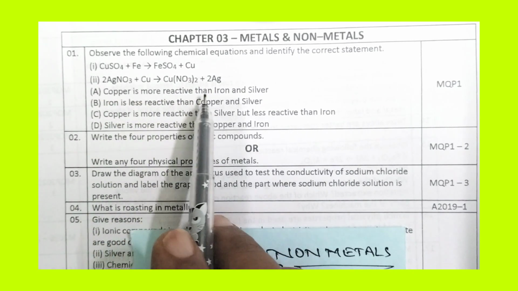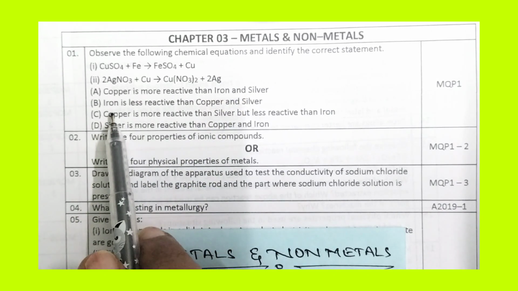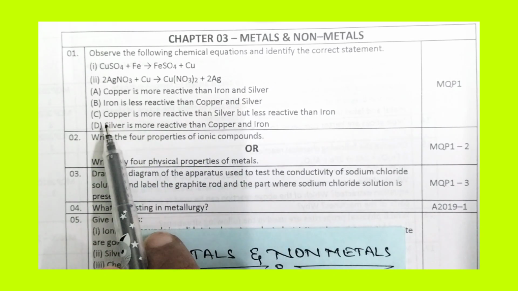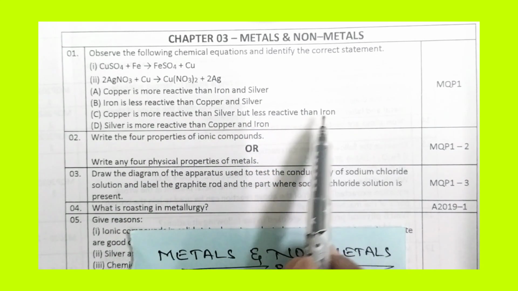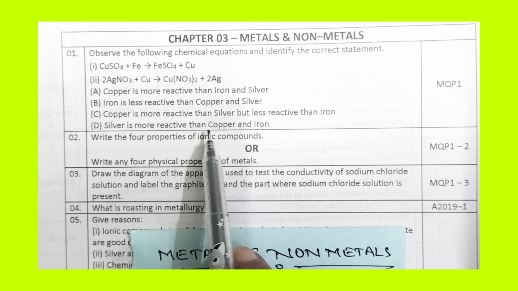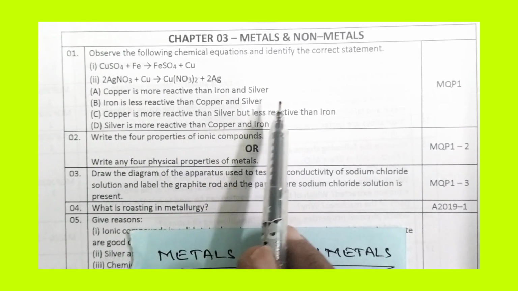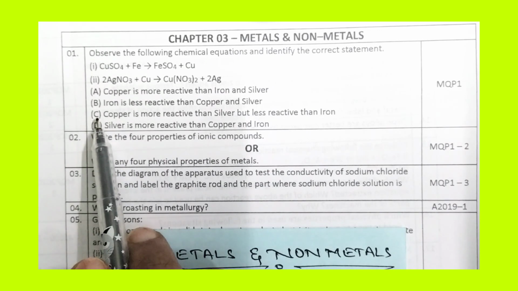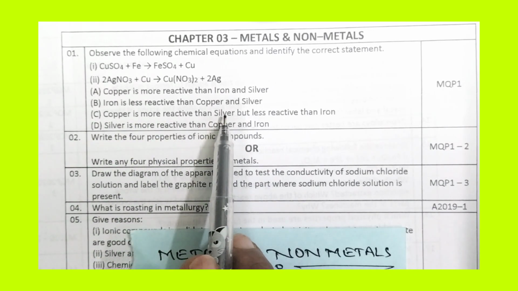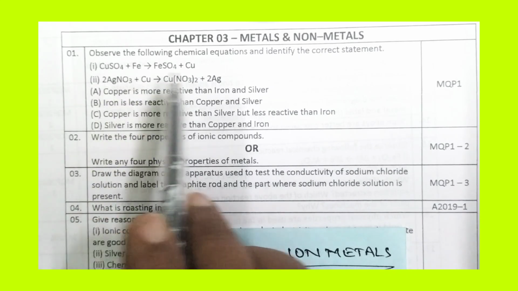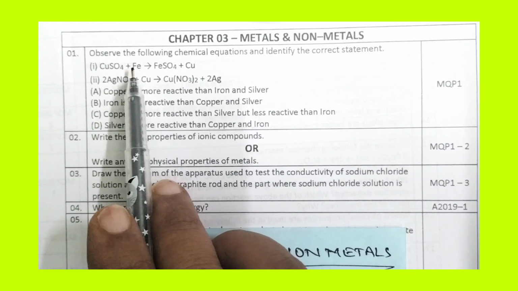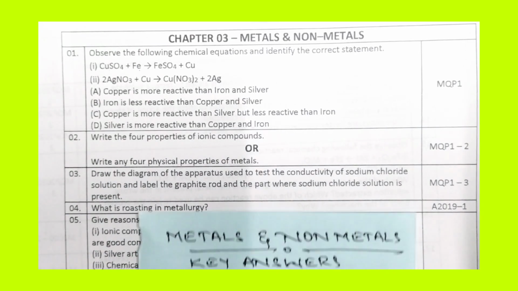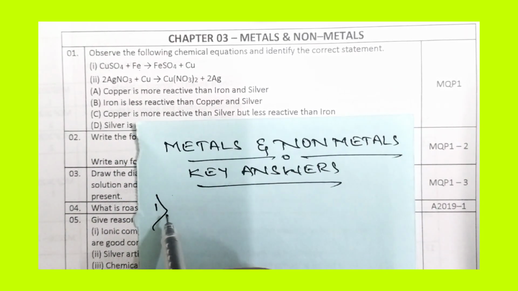Copper is more reactive than iron and silver. Iron is less reactive than copper and silver. Copper is more reactive than silver but less reactive than iron. Silver is more reactive than copper and iron. The correct statement in this is option C. Copper is more reactive than silver, therefore copper displaces silver. But copper is less reactive than iron, therefore copper is displaced by iron. So the right answer for the first question is option C.